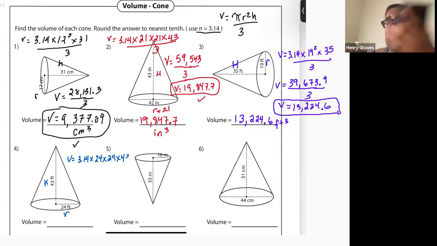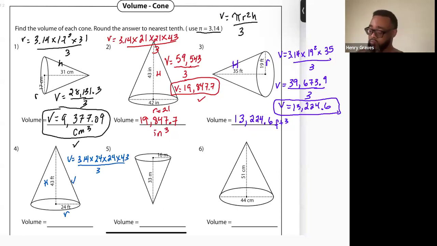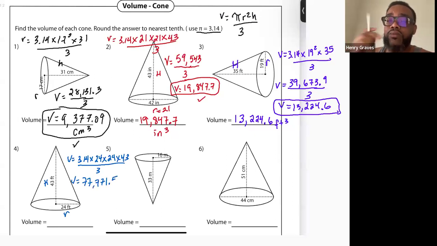So my volume is going to be 3.14 times 24 times 24 times 43, which is 77,000, oh man. So my answer is going to be divided by 3, which gives 25,923.18.